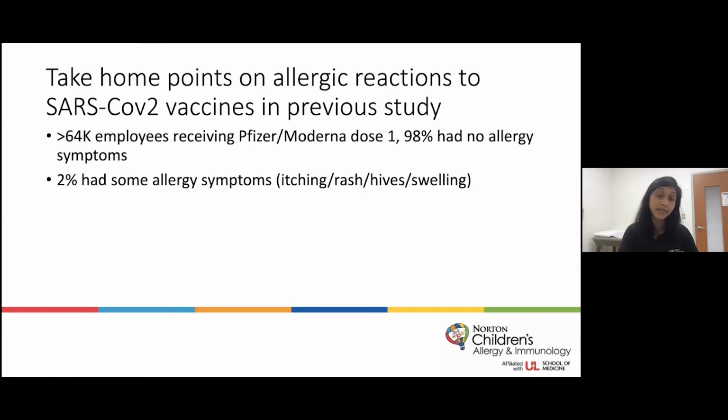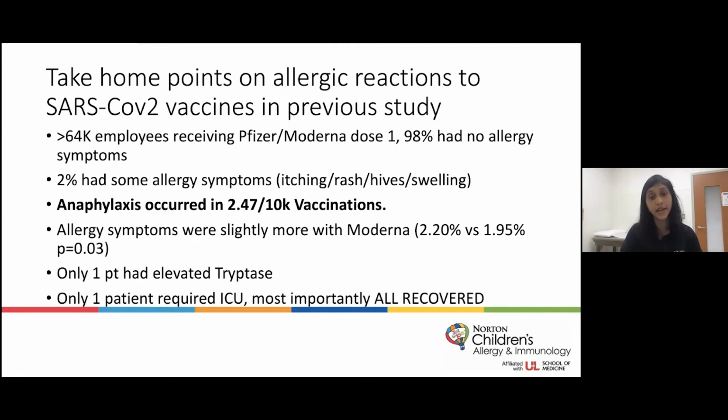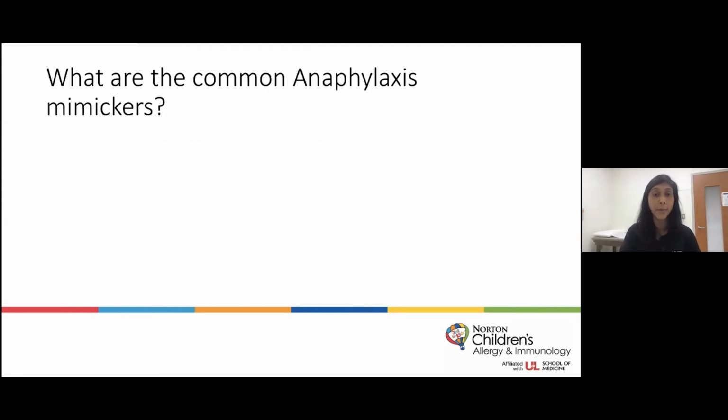2% had some allergy symptoms like itching, rash, hives, swelling. Anaphylaxis only occurred in 2.47 out of 10,000 vaccinations. It was slightly more with Moderna than it was with Pfizer. Only one patient had elevated tryptase, and most importantly, all of them recovered.